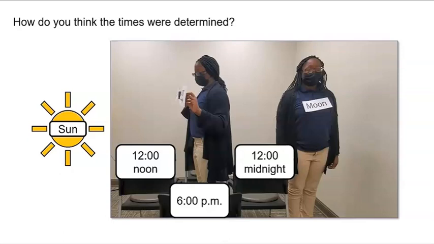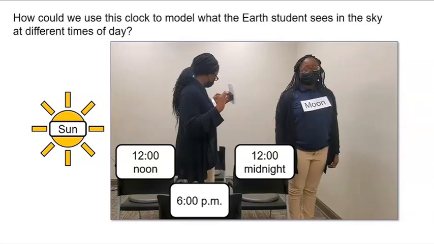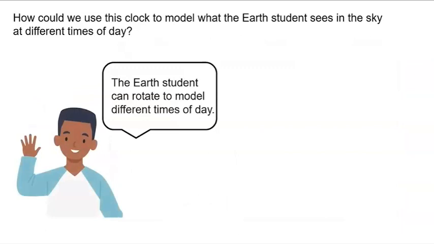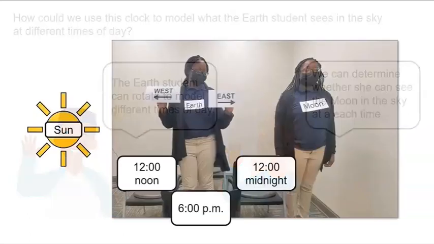What about at 12 midnight? The Earth student would face away from the sun at midnight, right? 12 midnight must be on the nighttime side of Earth, opposite 12 noon. How could we use this clock to model what the Earth student sees in the sky at different times of day? Maybe you're thinking, the Earth student can rotate to model different times of day. We can determine whether she can see the moon in the sky at each time. That's a great idea. Let's try it.